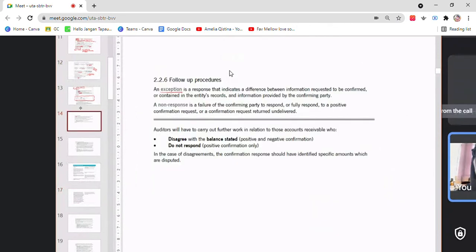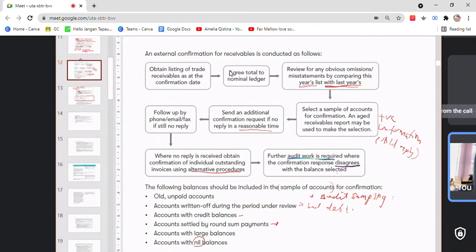Okay, auditors, a non-response is a failure of the confirming party to respond or fully respond to a positive confirmation request, or a request written but undelivered. So what should you do for a non-response? Maybe you have to send an additional confirmation request if there is no response, or you follow up by phone.